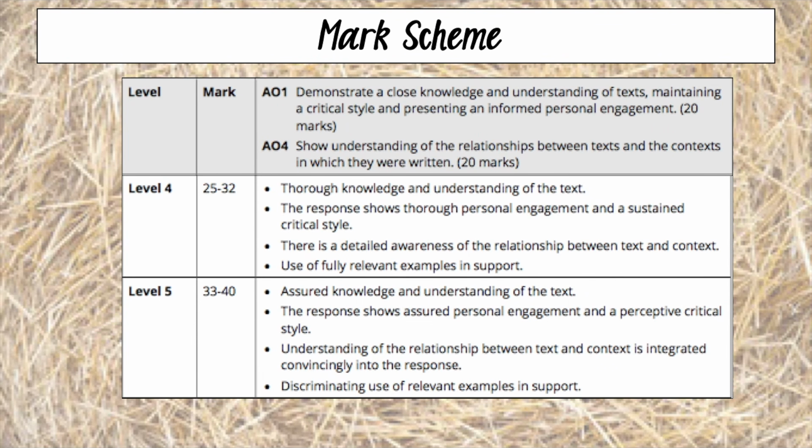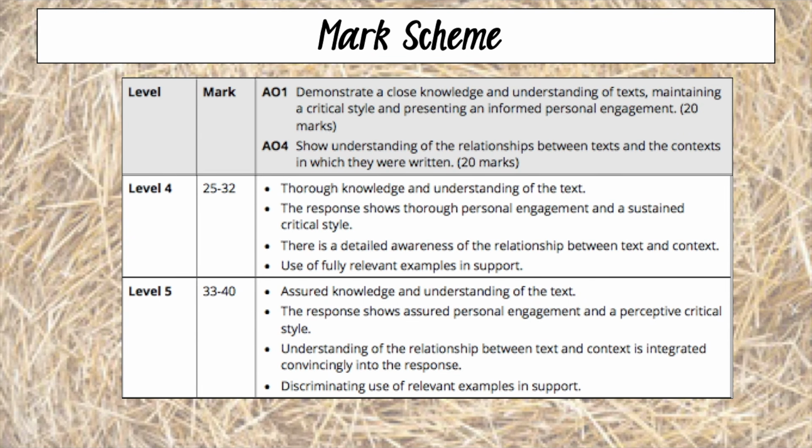So for the Of Mice and Men question, which is modern prose, you are assessed on two assessment objectives. AO1: demonstrate a close knowledge and understanding of text, maintaining a critical style, presenting an informed personal engagement, 20 marks. And AO4: show understanding of the relationship between texts and the context in which they were written. Unlike other parts of your English Lit, you're not going to have to analyse language in as much depth as normal. That's not the aim. It's looking at how you critically answer the question. We're going to look at what that means.